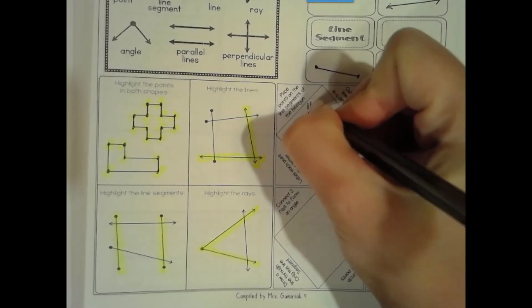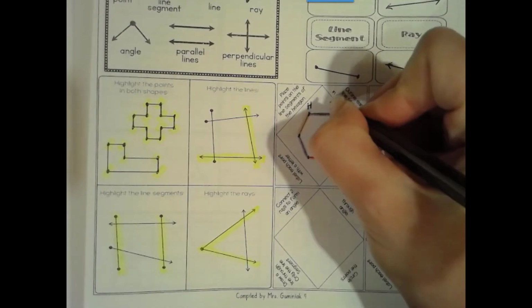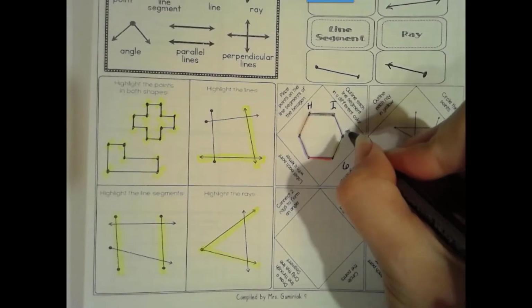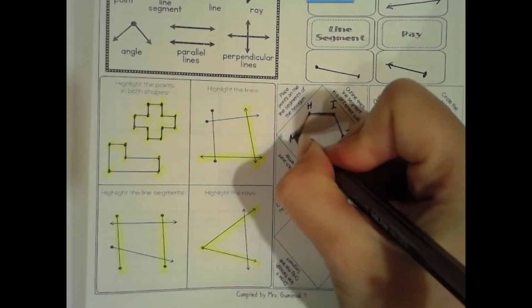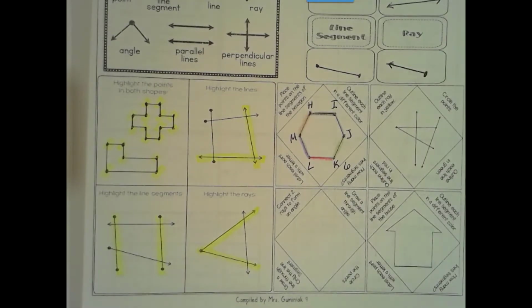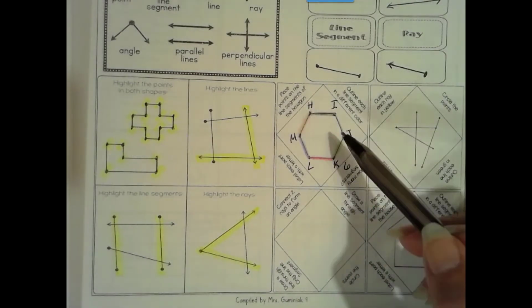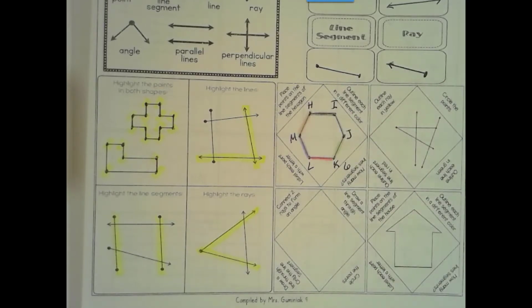I'm going to start with the letter H. And then usually in geometry we go in alphabetical order just to make it easier. So H, I, J, K, L, M. I just chose H. I could have started with A. I could have started with N. I could have started with any letter, and I didn't necessarily have to go in order, but it does make it a little easier to just go in alphabetical order.